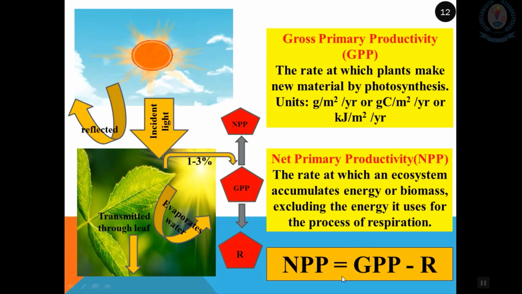GPP can be measured in units of biomass in an area over a period of time, or in other words, grams of carbon assimilated per meter squared per year.